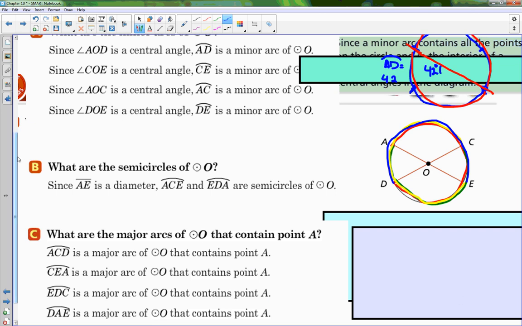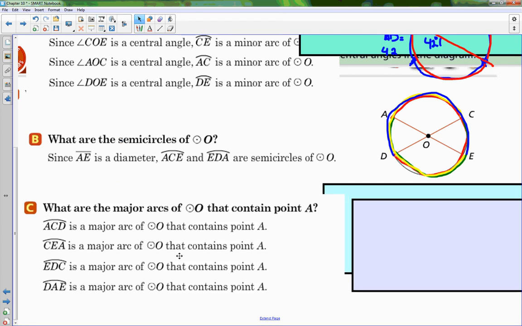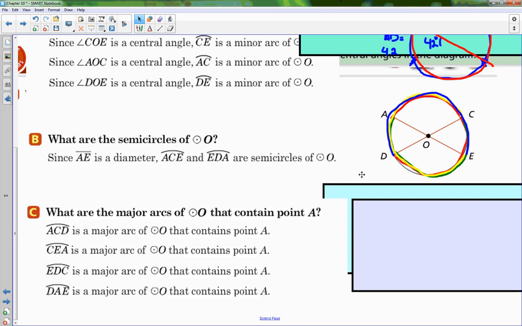Minor, less than 180. Semicircles are the 180, and I believe, hold on just a second. No, it didn't include the, if CD were the, you could also write CD is the diameter, so CAD is a semicircle.